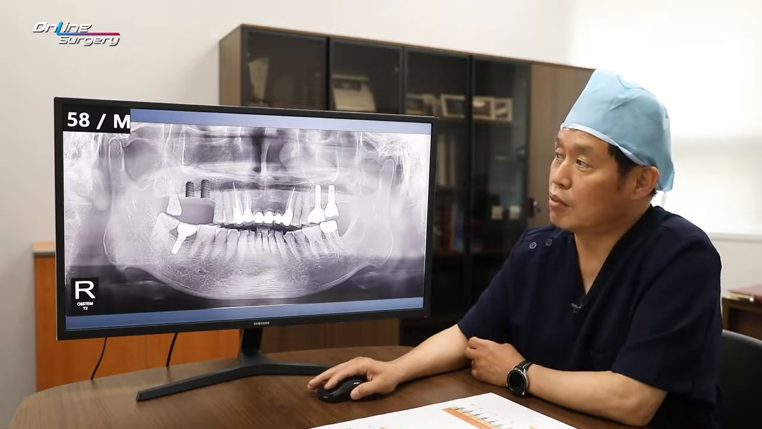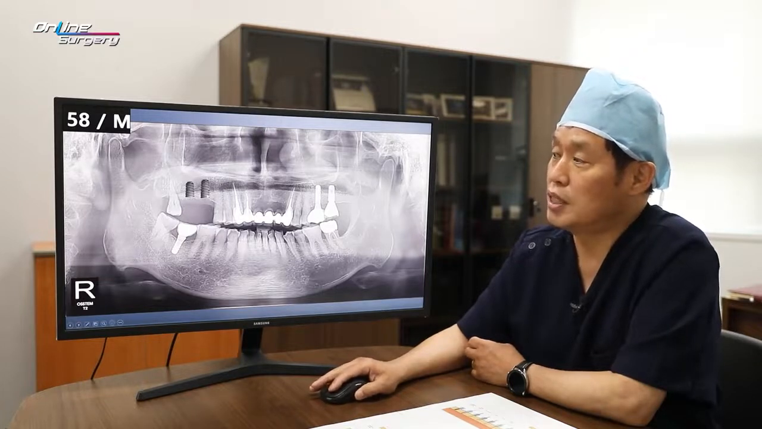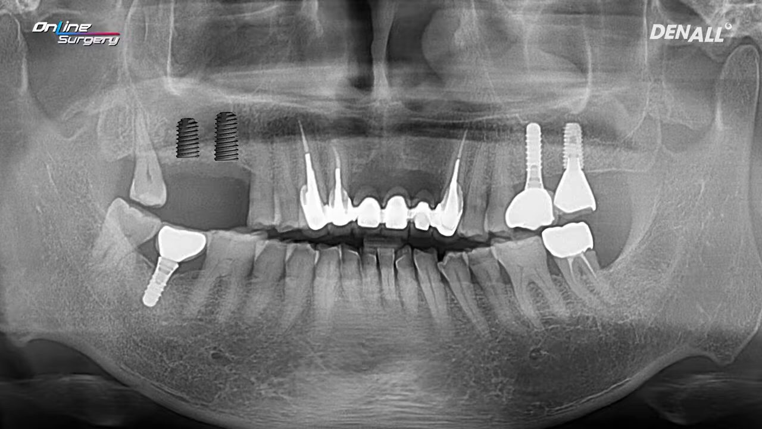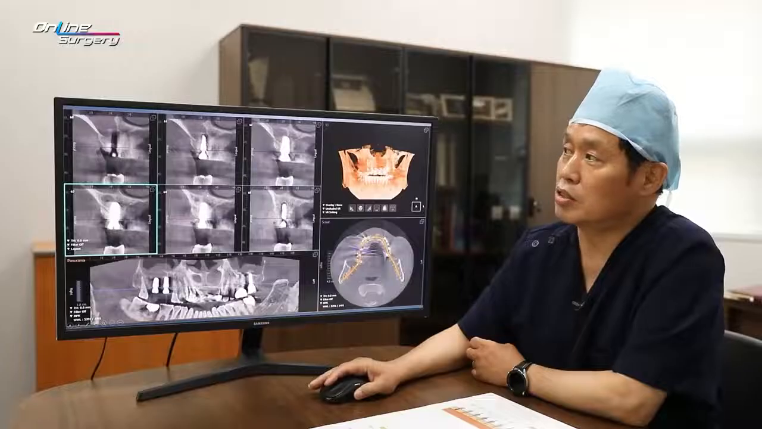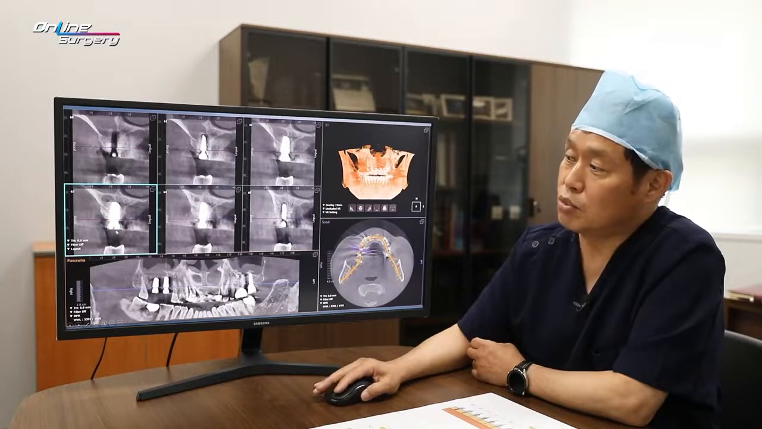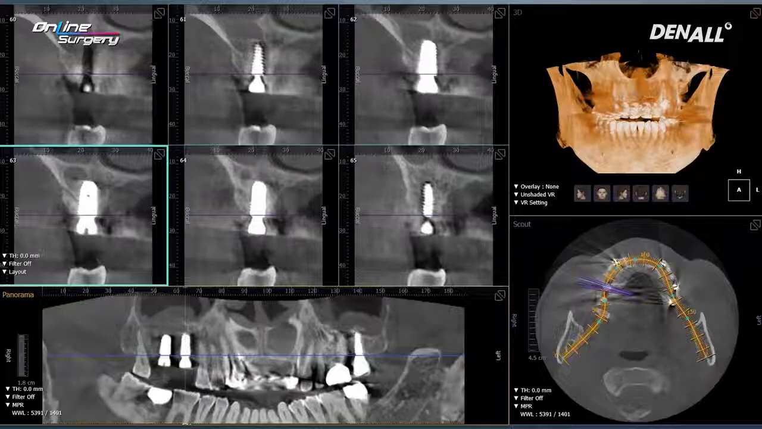As shown here, this is what we planned. 5.0 by 10 millimeter and 8.5 millimeter implants were planned. And after surgery, you can see that implants were placed in the planned area. If you look at the CT in number 16, the residual alveolar bone was 10 millimeter, and you can see that the implant was placed nicely.